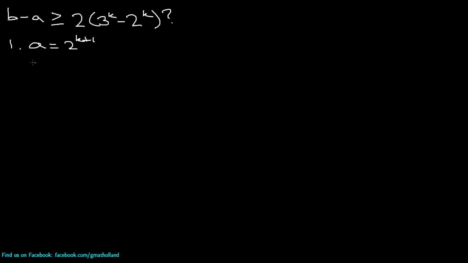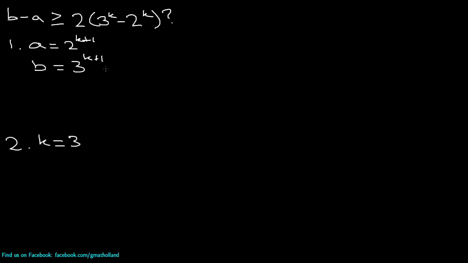In this question we are being asked if the value of b minus a is greater than or equal to 2 times 3 to the power of k minus 2 to the power of k. The first piece of information is that a equals 2 to the power of k plus 1 and b equals 3 to the power of k plus 1. The second piece of information tells us that k equals 3.